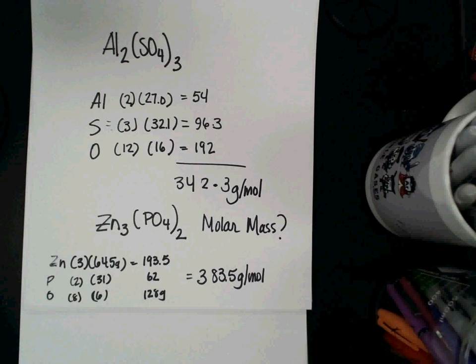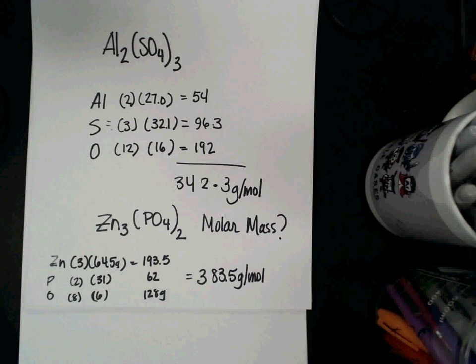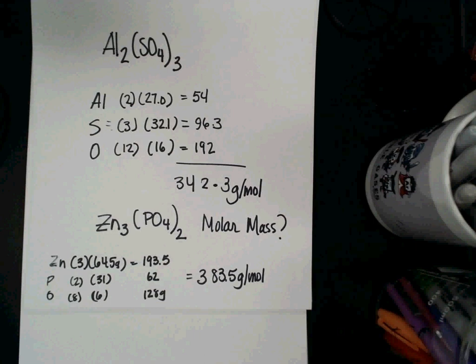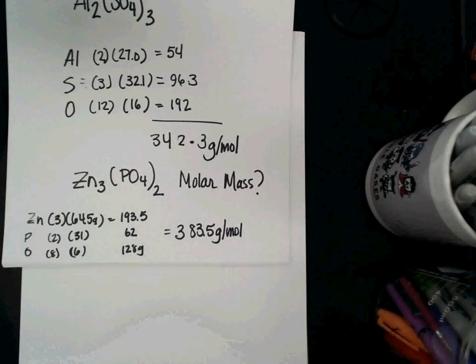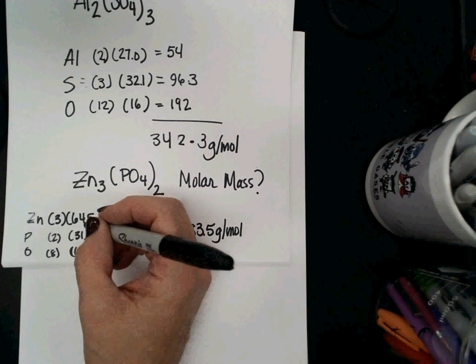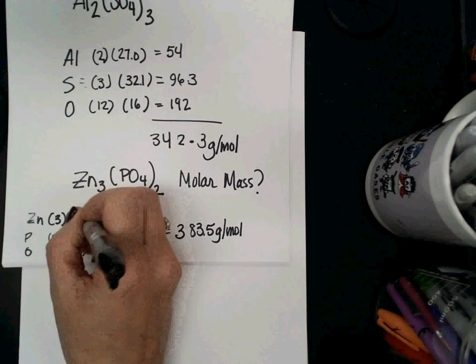What'd you get, Alyssa? I got 386.2 grams. 386.2. We worked it differently. Wait, let me unfreeze this. I might have punched it in wrong. I just got 390. You have to round up zinc to 65.4. Yeah, 65.4 times 3. Did you use 65.4 or 64.5 for zinc? 65.4. That's the problem.